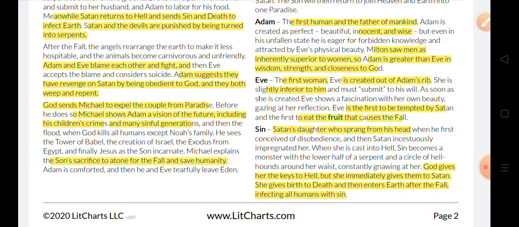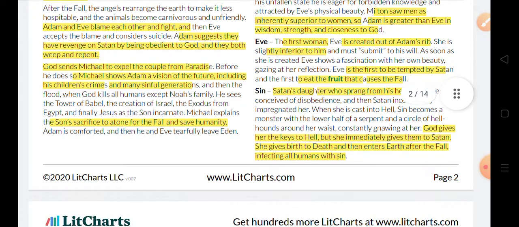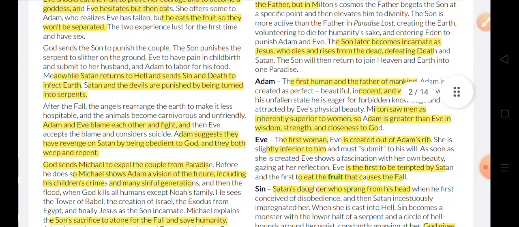And God sends Michael to expel the couple from paradise for their disobedience. They have been expelled from paradise forever. And Michael shows Adam a vision of the future, including his children's crime and many sinful generations. And the Son, Jesus Christ, sacrifices himself to atone for the fall and save humanity one day, as it was predicted.